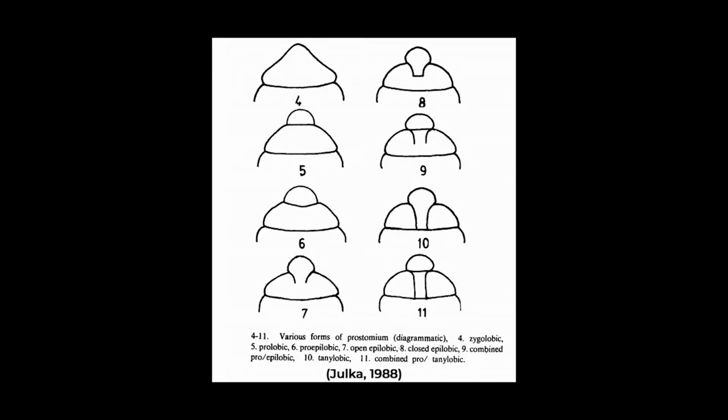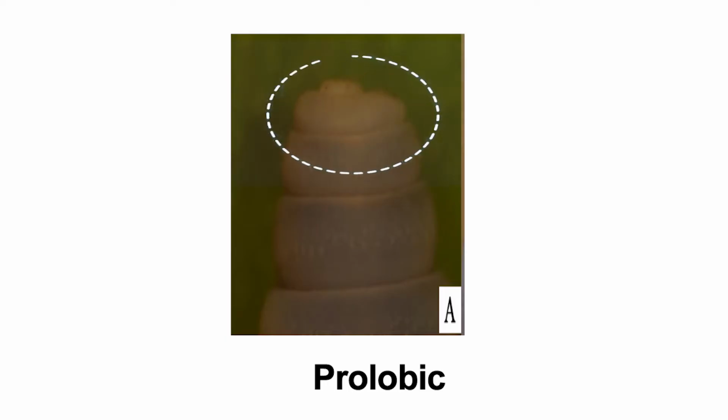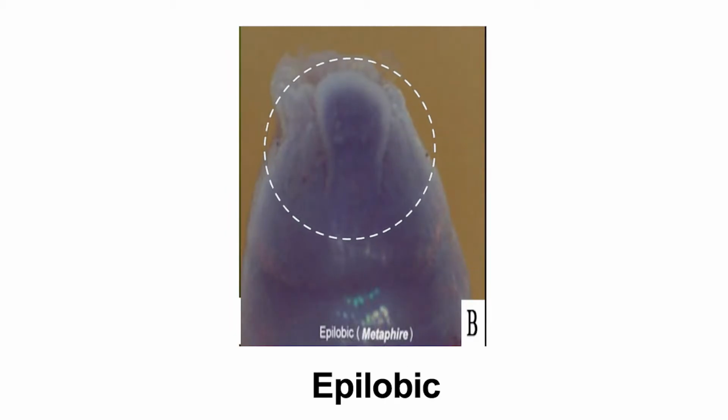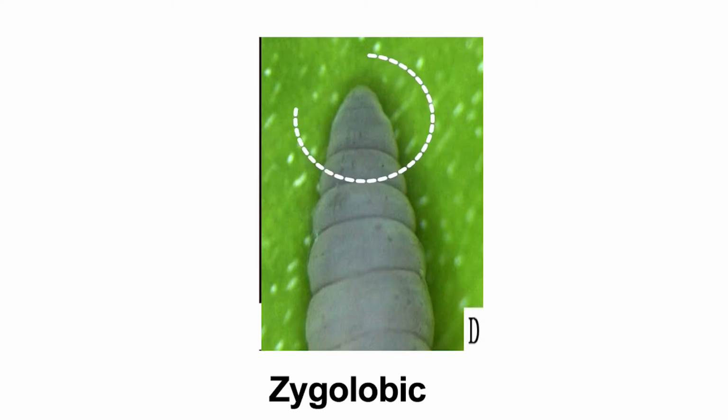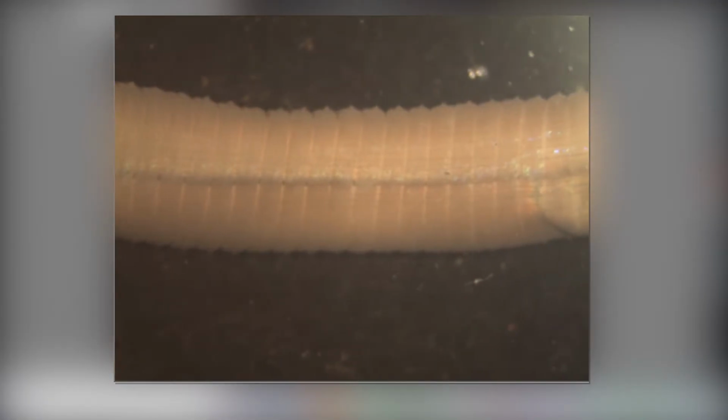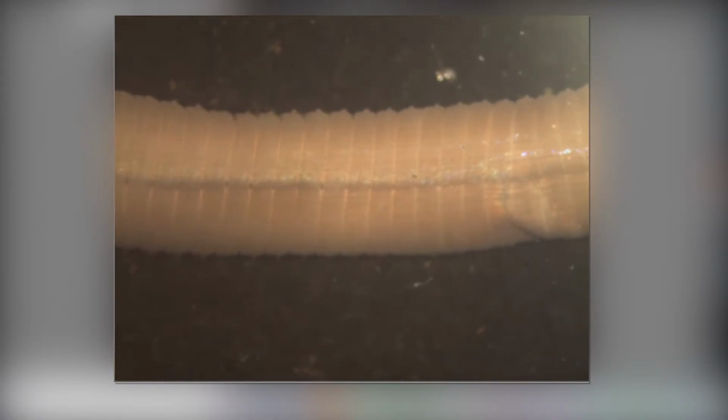The different types of prostomium are prolobic, when a separating groove does not extend to the first segment. Epilobic, when it extends more markedly onto the first segment. Tanylobic, if the tongue touches the groove between the first and second segment. And lastly, zygolobic, if the prostomium is not marked off by a groove from the segment.